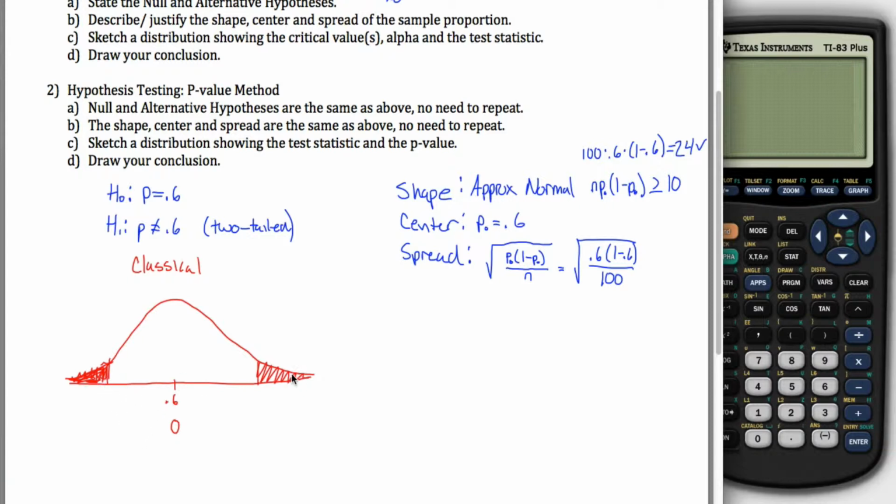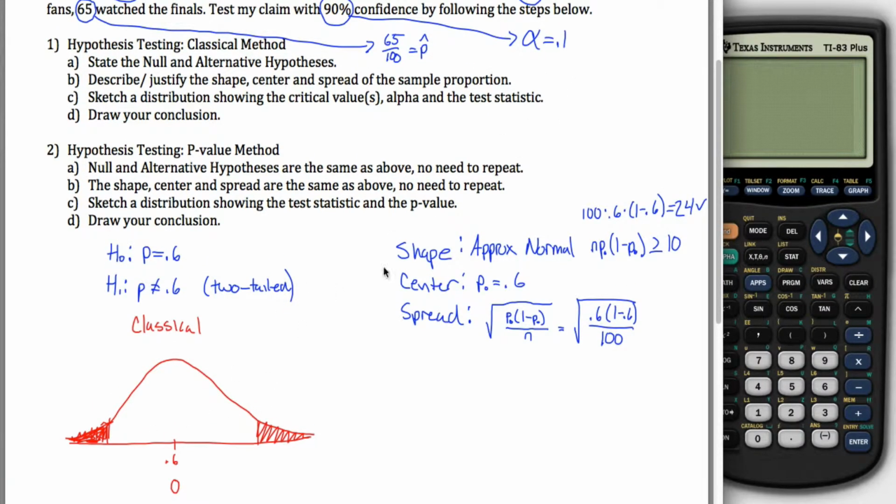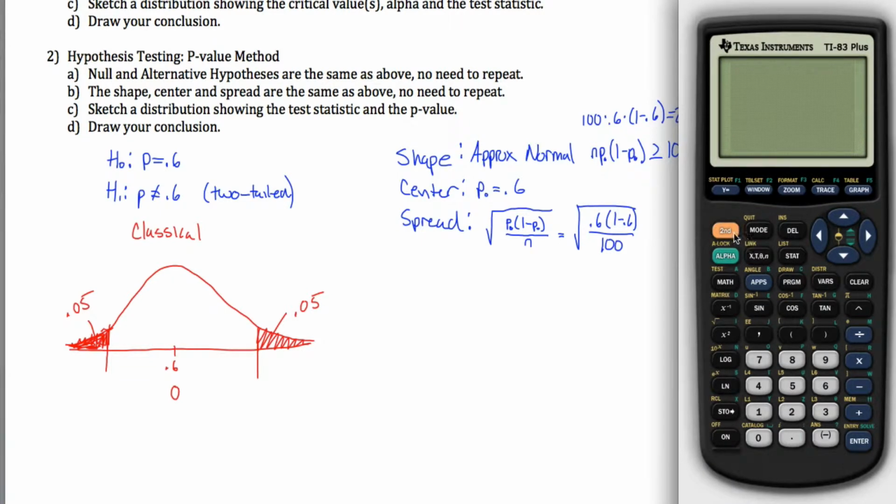So how do I figure out those values? Well, I know that the total area of my rejection region is 0.1, and I split it in half, so this side is 0.05, and this side is 0.05. So I've got to figure out what z-scores correspond with the endpoints of these critical values. The good news here is since I'm talking about proportions, I have a z distribution. When I have a z distribution, I can just use the inverse norm function on my calculator.